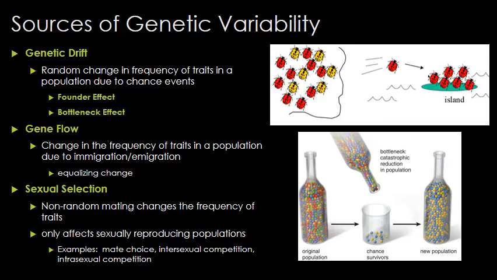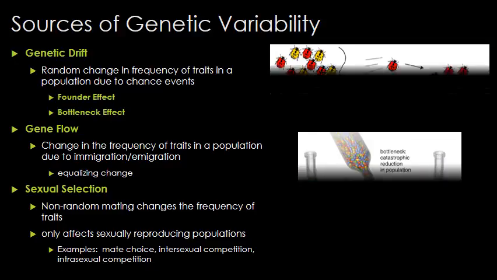The founder effect: a new population is established by a very small number of individuals whose genes dominate the gene pool. Example of this is on the top right. The bottleneck effect: some sort of catastrophic event is going to result in a sharp reduction in the size of a population due to environmental effects, human activities, something like that. And the population is no longer representative of what it once was. You can see this example in the bottle metaphor on the bottom.